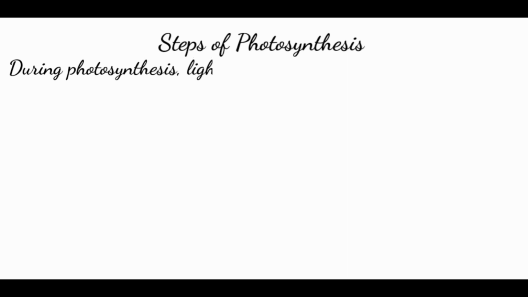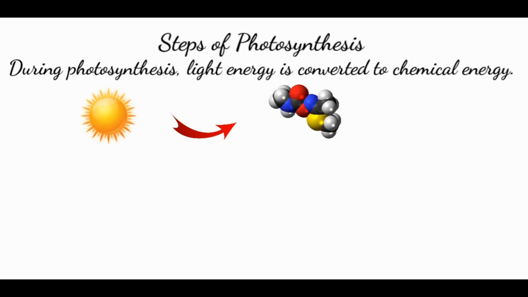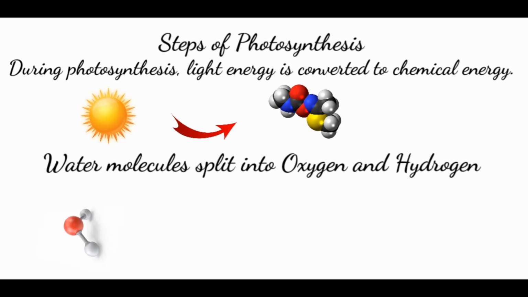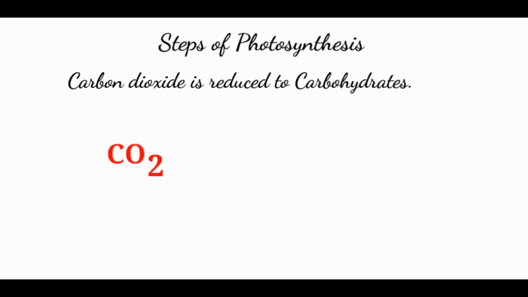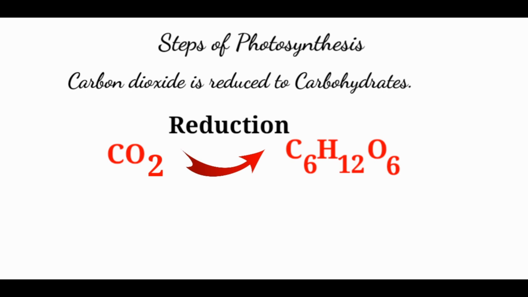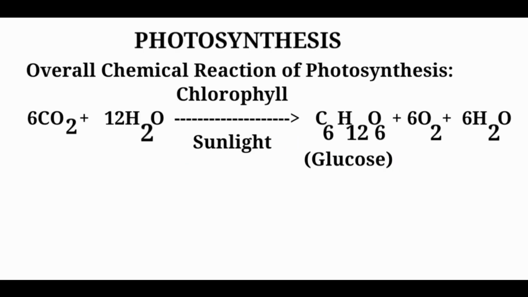During photosynthesis, light energy is converted to chemical energy. Water molecules split into oxygen and hydrogen. Carbon dioxide is reduced to carbohydrates. Overall chemical reaction of photosynthesis can be written as 6CO2 plus 12H2O gives C6H12O6 plus 6O2 plus 6H2O.